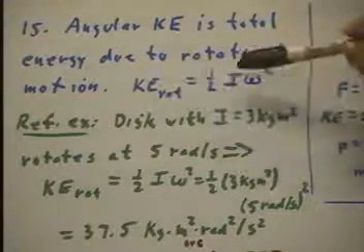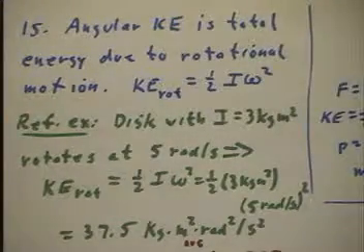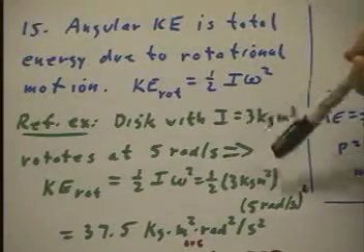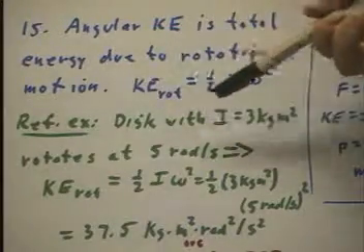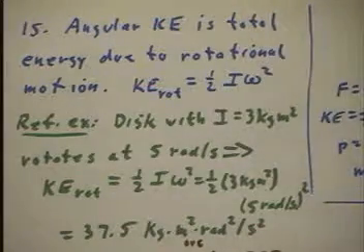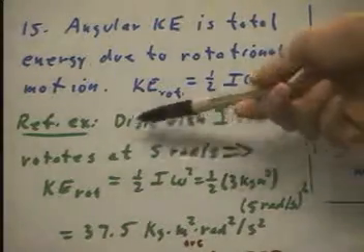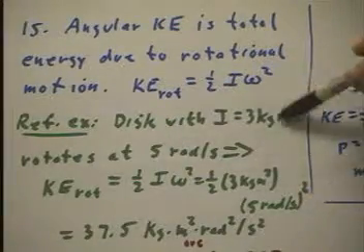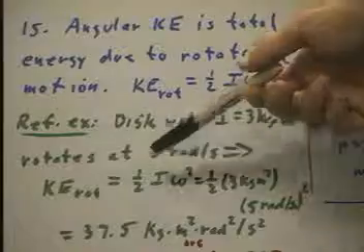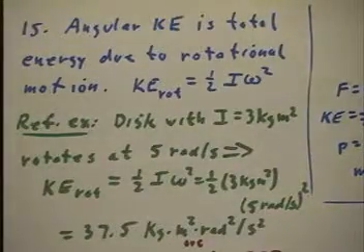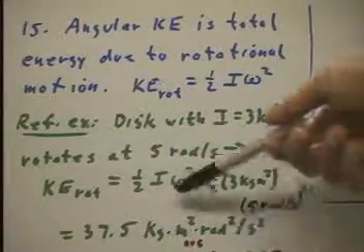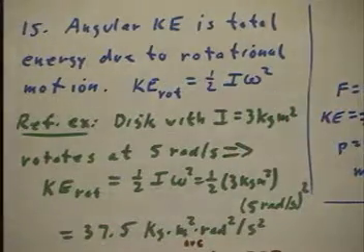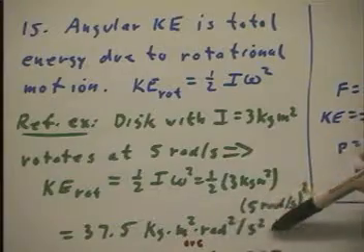And we can easily prove that. That's not a definition, that's the work done to accelerate this thing. Or if we prefer, that's the sum total of the kinetic energies of all the particles in the system. Okay, if we have a disk, as a reference example, with a moment of inertia of 3 kg m squared rotating at 5 radians per second, then its kinetic energy of rotation is easily found to be 37.5 kg m squared radians squared per second squared.